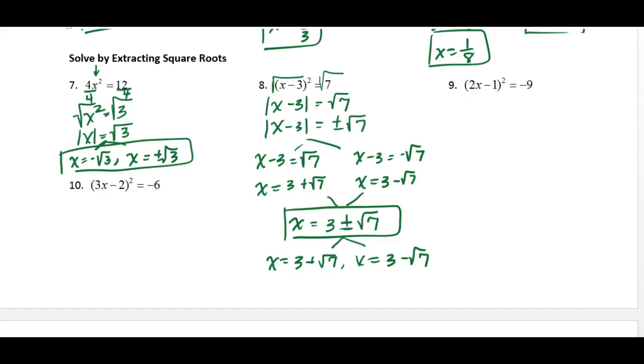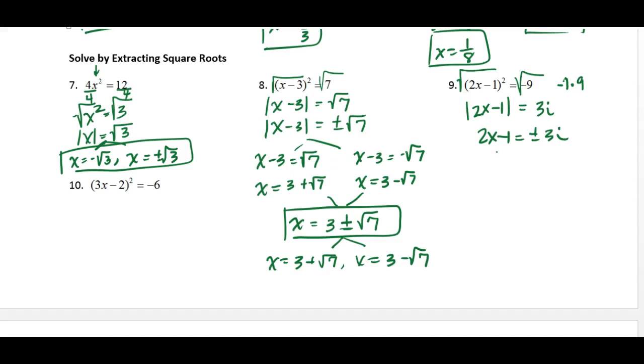All right, let's try another one here. On 9, we want to take the square root of both sides. So it's the absolute value of 2x minus 1 equals, now, remember that is negative 1 times 9, right? Well, it's a perfect square. That's 3i. We take the square root. Now, we have to consider that that is positive or negative 3i, right? To drop the absolute value, you have to consider both possibilities there.